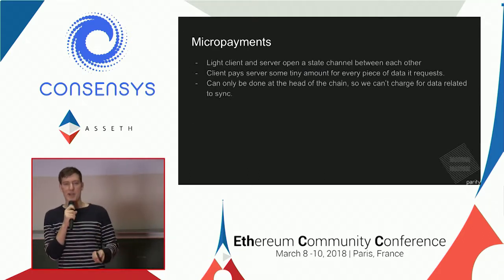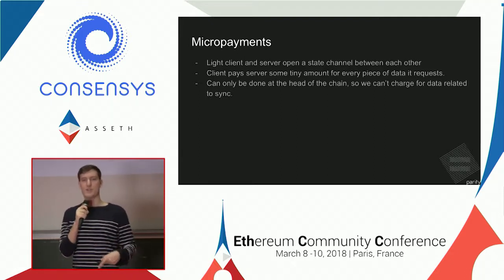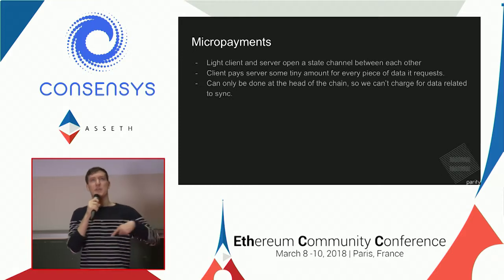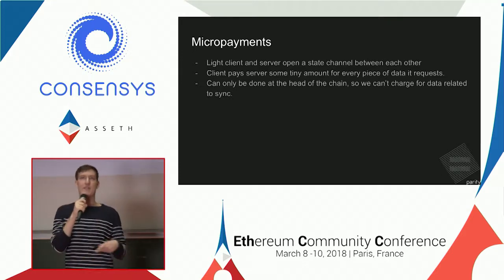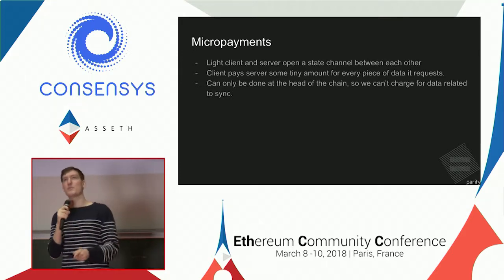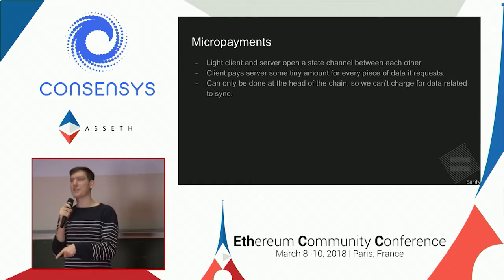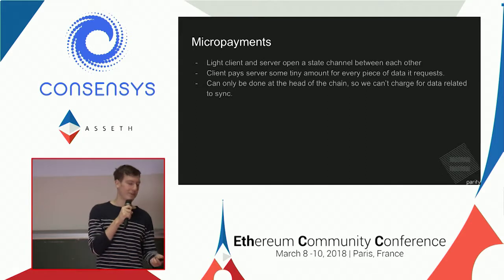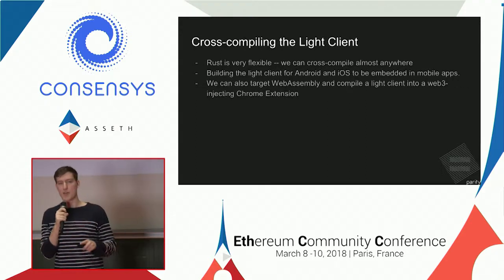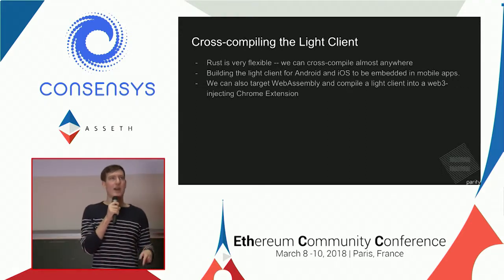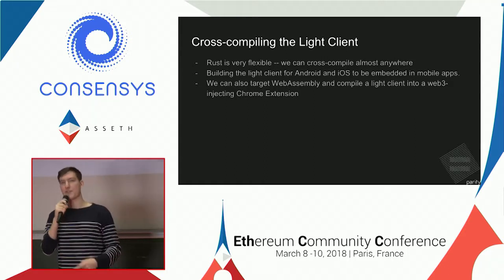So to speak about micropayments a bit, this is essentially the scheme that we have. So a light client and server open a state channel between each other. The client pays the server for every bit of data, and that can only really be done at the head of the chain. Because until you trust those headers at the head of the chain, you can't interact with any smart contracts there reliably.